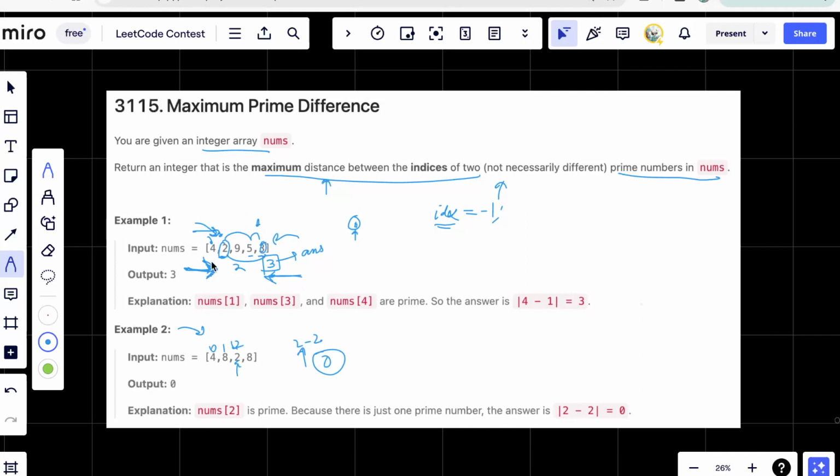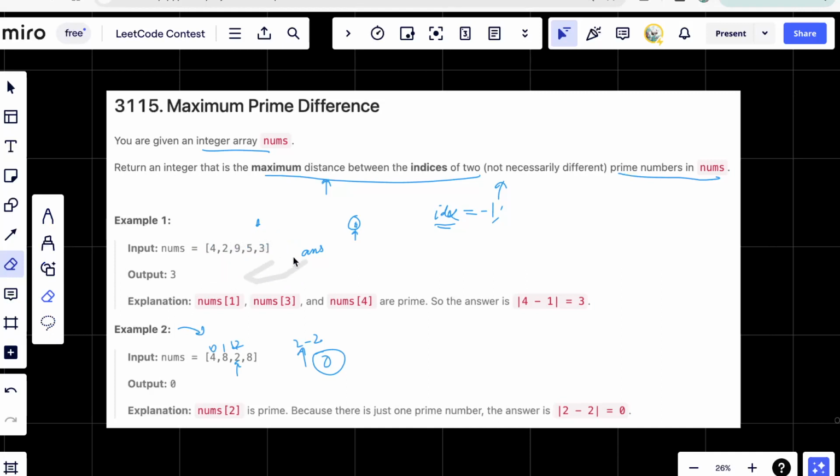So we'll start iterating here. Let me clear this a bit. I am at this particular index, and right now the index value is -1. I am seeing 4 and it is not a prime number, so I'll move ahead. I'll not touch index or do any calculation. We'll also take a variable called mx. Let me write it here. It's going to represent the maximum distance. So mx will initially be 0.